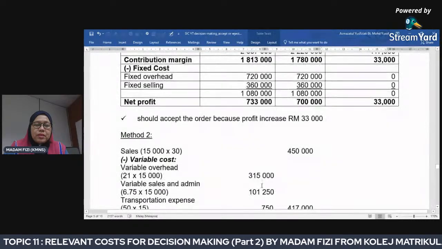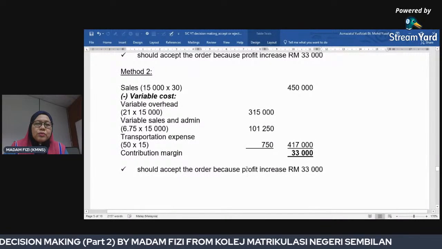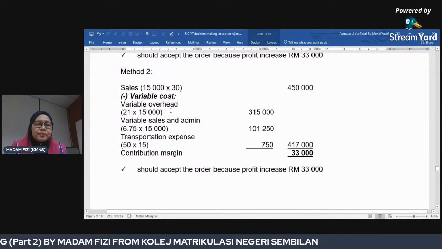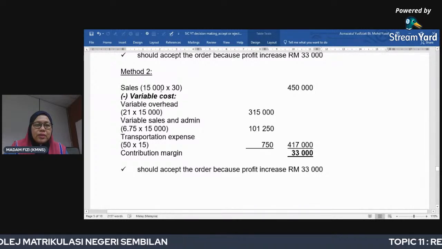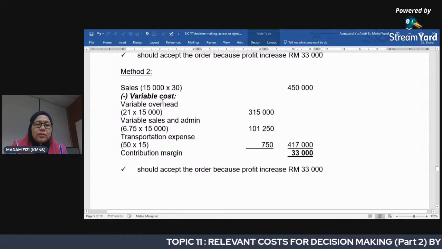Okay, for those who make the calculation using method 2, these are the answers. You take the relevant cost only. For sales, it is 15,000 times 30, so you get 450,000.